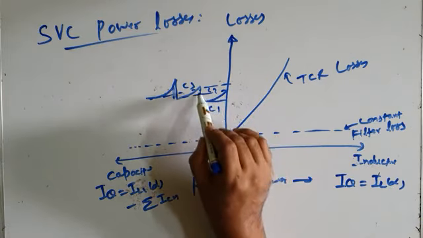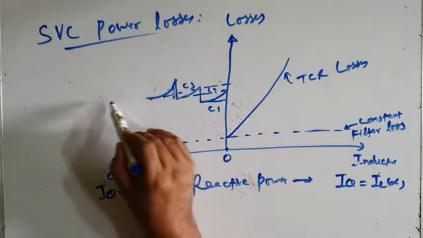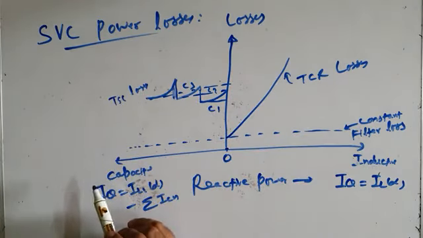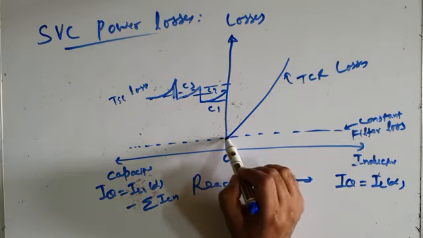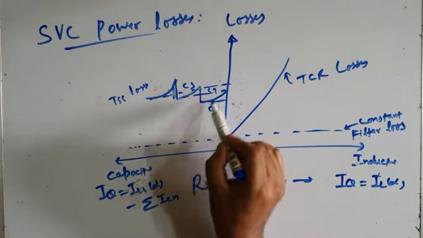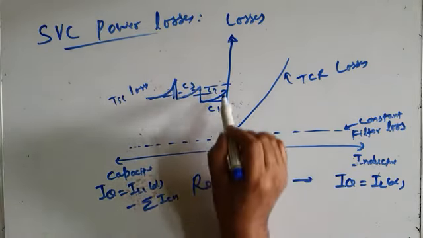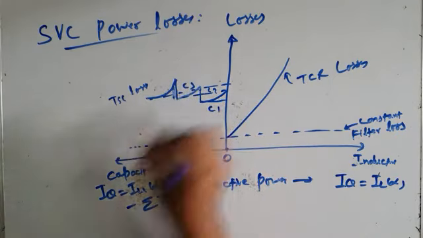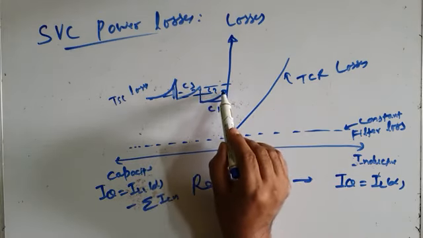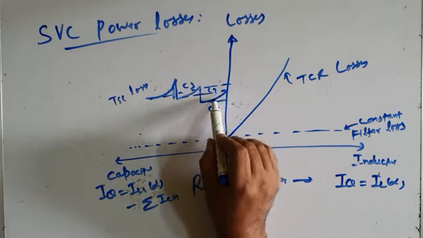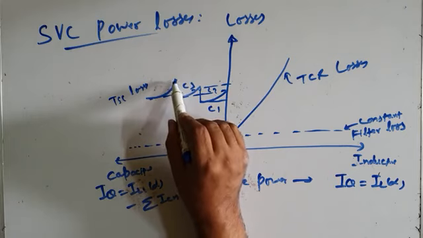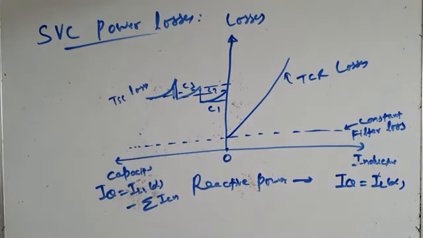Then what are the losses? Losses will be there in the capacitor, in the TSC branch. These are TSC losses. This is TCR loss. If no reactive power has to be absorbed, all the reactive power generated by the TSC branch needs to be injected. Then, depending upon how many TSC branches are on, there will be TSC losses, in addition to the filter losses. For example, if only switch 1 is on, this is the TSC loss. If the second TSC branch is also on, losses will increase. If the third TSC branch is also on, the losses will be higher.